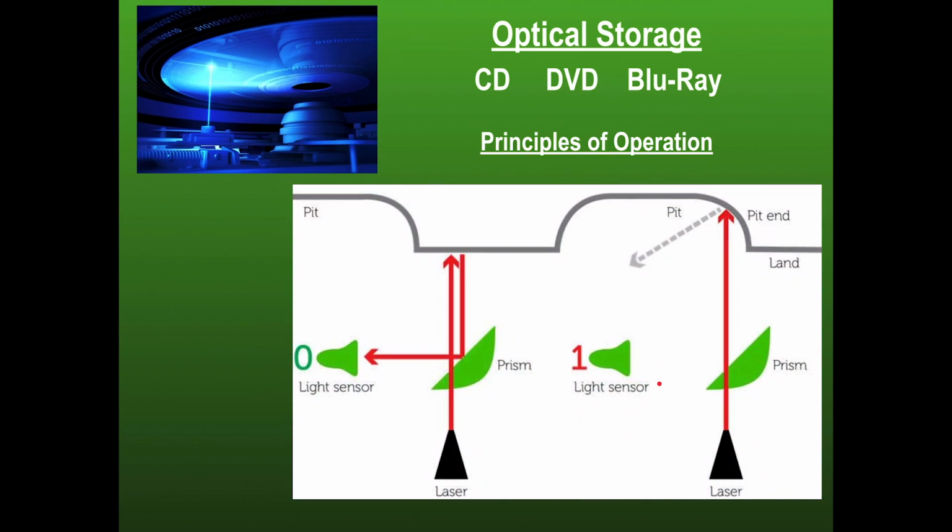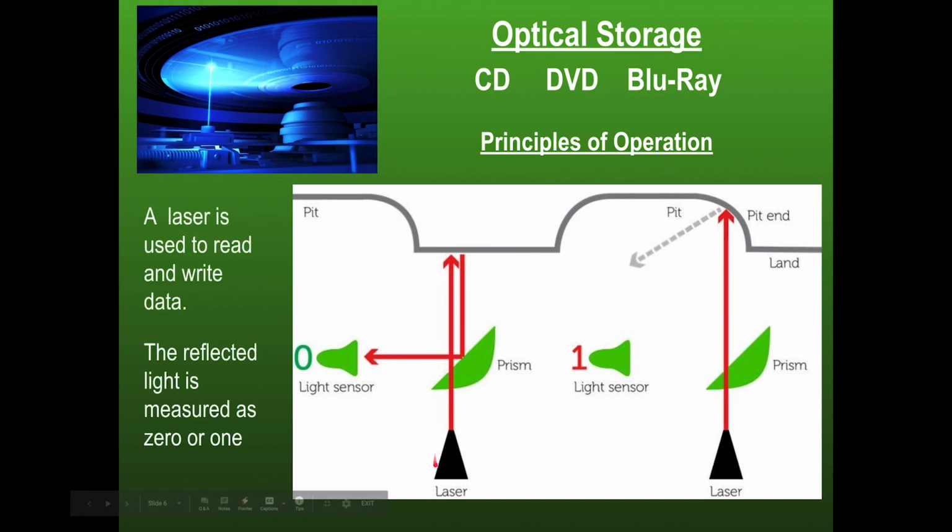So here is an example of these pits and lands. What is happening is the light is being shone upon it. Either a blue laser or a red laser, depending on which disc it is, will be shone upon the surface of the disc. And if it is a pit, which is a groove inside of it, then the light reflection will not come back to the prism and light sensor, and that will read as being no light.